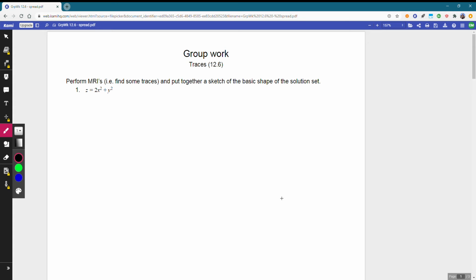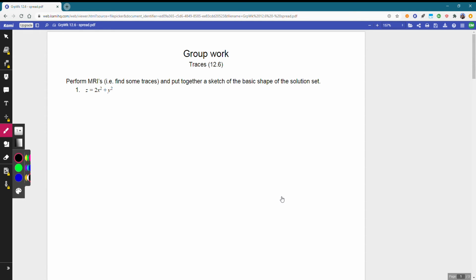Right, we're going to work through our group work from section 12.6, looking at traces. We're going to take some MRIs of a few different solution sets, starting with z equals 2x squared plus y squared. And so here, we could choose to set z equal to constant, x equal to some constants, y equal to some constants. We'll be able to get there either way.